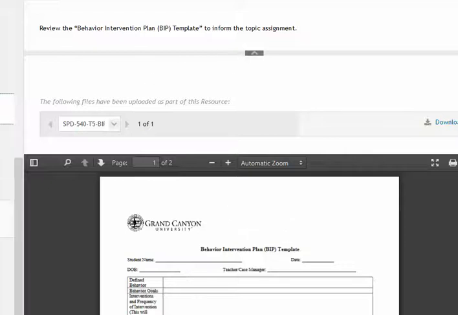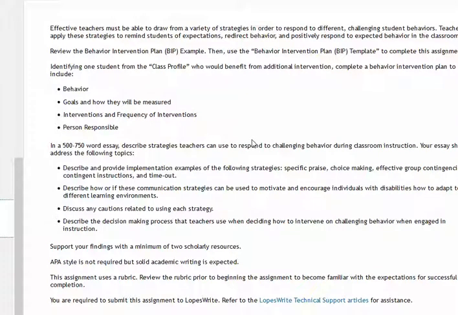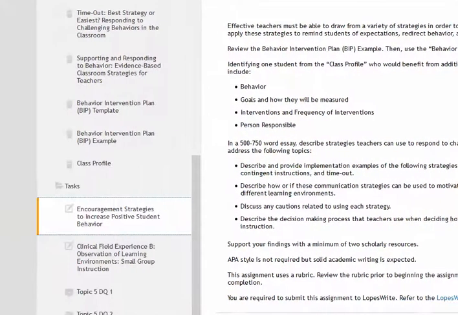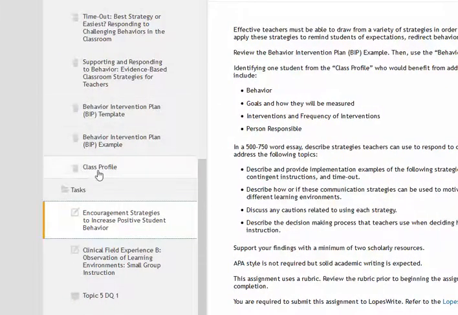Okay, so then you're going to go back to the assignment directions. Now you have two documents that you've looked at. It says to complete the assignment, identify one student, not two, one, from the class profile. Stop. You're going to go to the class profile now, and you're going to locate it.